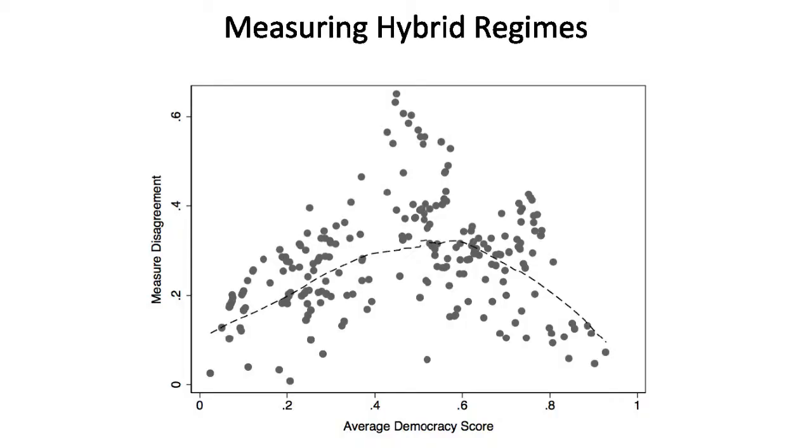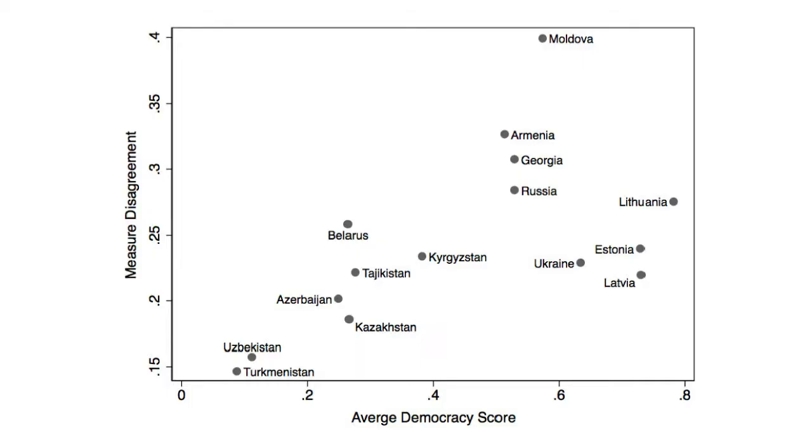So this is looking at how much disagreement between scores there are, essentially, based on your average democracy score. And if you notice, the most disagreement is about those countries that are in the middle. This is where there's the most variance among measures. If you break it down by country, you see there's very little disagreement, both on this end and on this end. It increases right in the middle for these countries, like Russia.